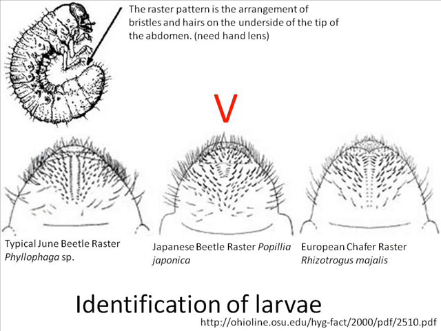Japanese beetle larvae can be easily confused with other soil grubs such as the June beetle and European chafer. The arrangement of bristles and hairs on the underside of the tip of the abdomen is called the raster and is used to distinguish the species. This is called the raster pattern. For Japanese beetles, the pattern is in a V shape.